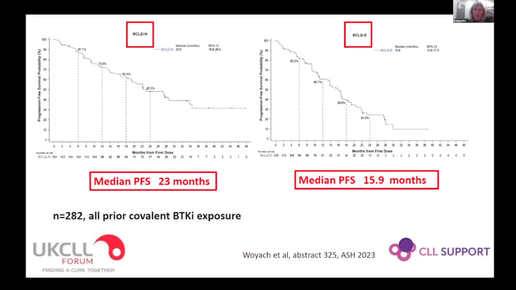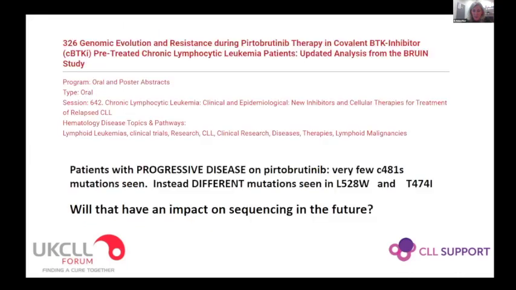We've got the BCL2 inhibitor naive patients on the left, the BCL2 inhibitor exposed patients on the right. And you can see that the patients who are naive to BCL2 inhibitors are actually responding better to pirtobrutinib than the double refractory patients who've previously been exposed to both a covalent BTKI and a BCL2 inhibitor.